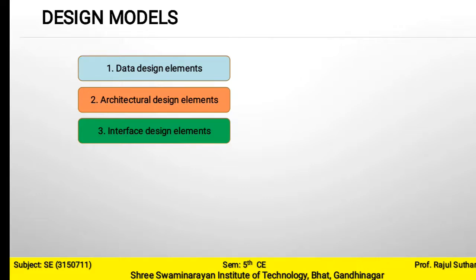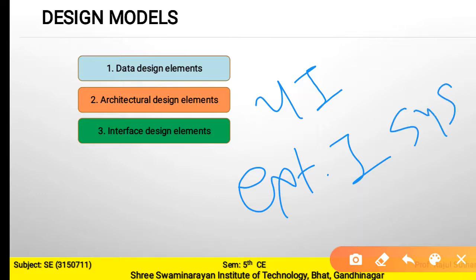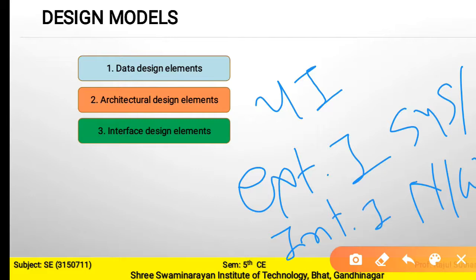Important elements of interface design are the user interface design, UI, then the external interface, like the interface for the system or network, and the internal interface. Here we also cover the internal interface. So the internal interface is the interface between various components. Each and every component interface is called the internal interface.